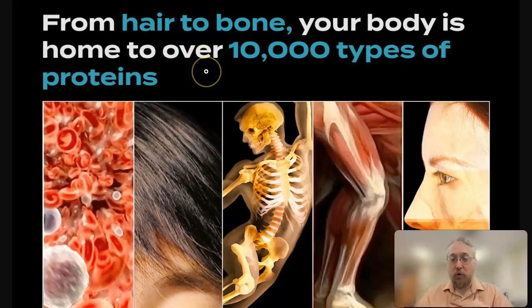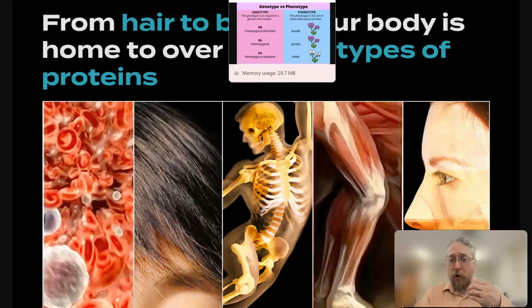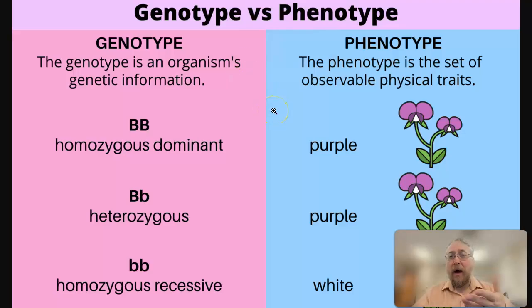Then we have structural proteins. And structural proteins are building materials for our cells and body. So literally what we're made of from top to bottom. Well, those proteins work together, and there are two vocabulary terms related to them.